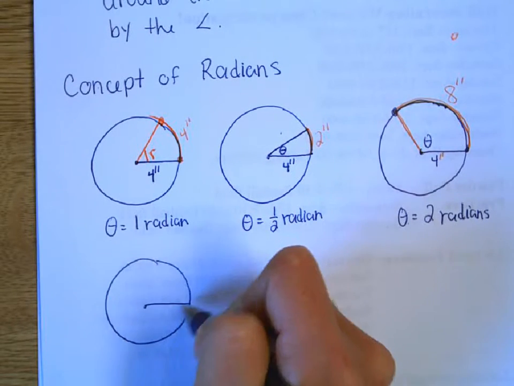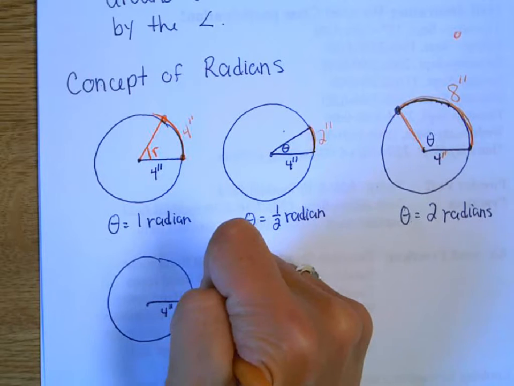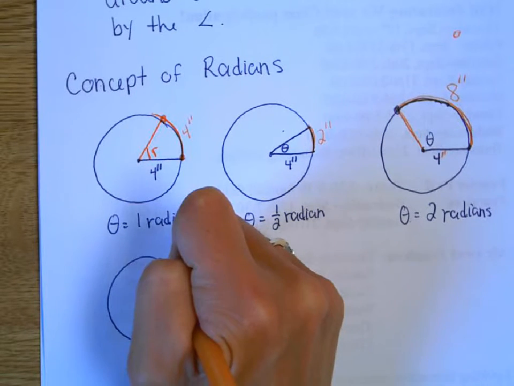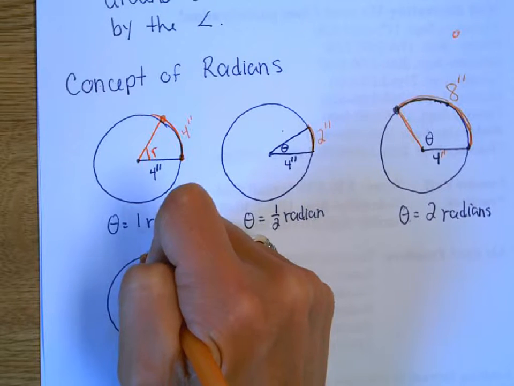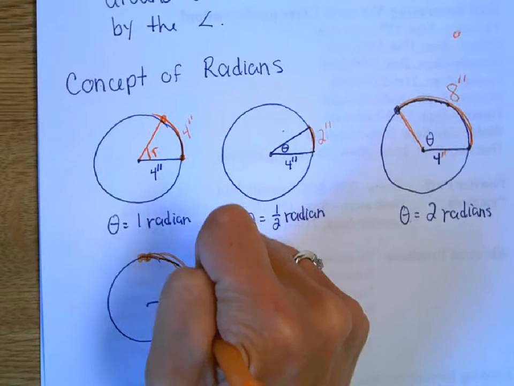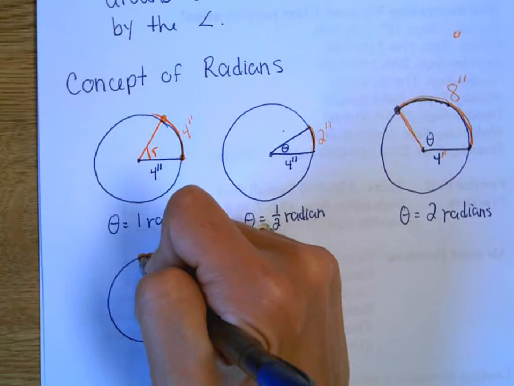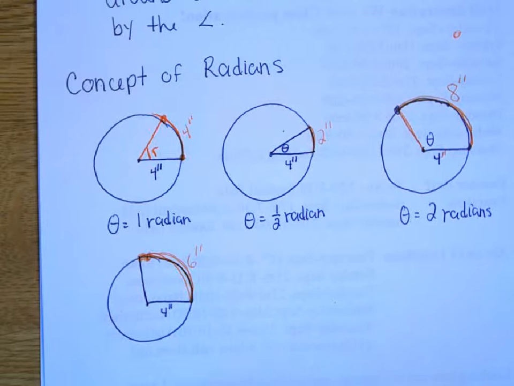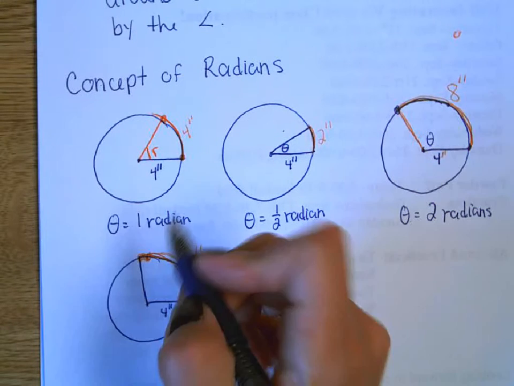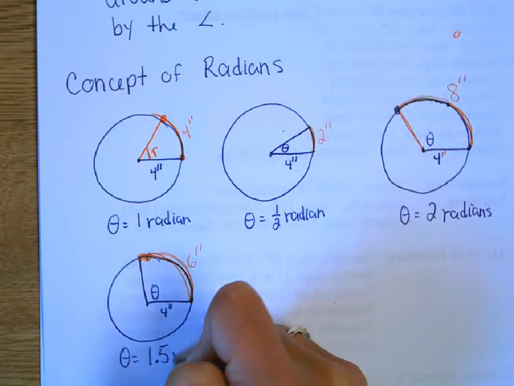Okay. Still the 4-inch circle. Last time I gave you... If I go 6 inches this time, I estimated about to there. How big would that angle be? How many radius lengths around is 6 inches if my radius is 4? 1.5. So the angle measure here would be 1.5 radians.